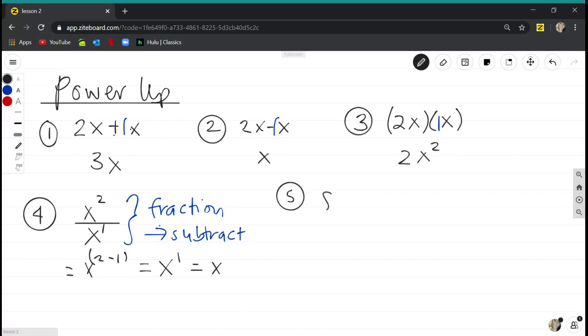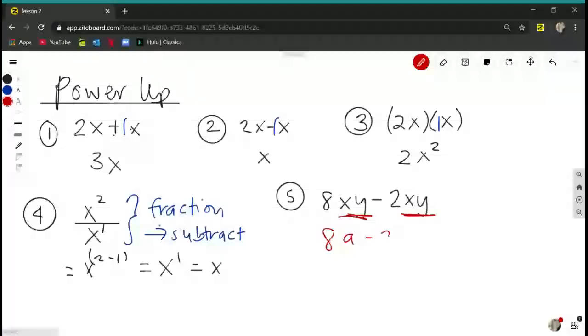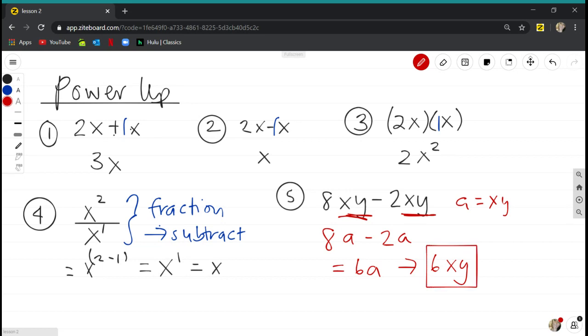Then we have 8xy minus 2xy. So both of these have the same xy, right? So this is just kind of saying like 8a minus 2a, which would be 6a, or 6xy. So a is just kind of a replacement for these two, which doesn't really matter.